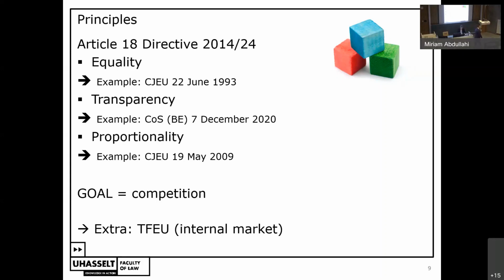The goal of all those principles is competition. We want to establish competition, and we also have to take into account the principles of the internal market. Free movement of goods, free movement of everyone.